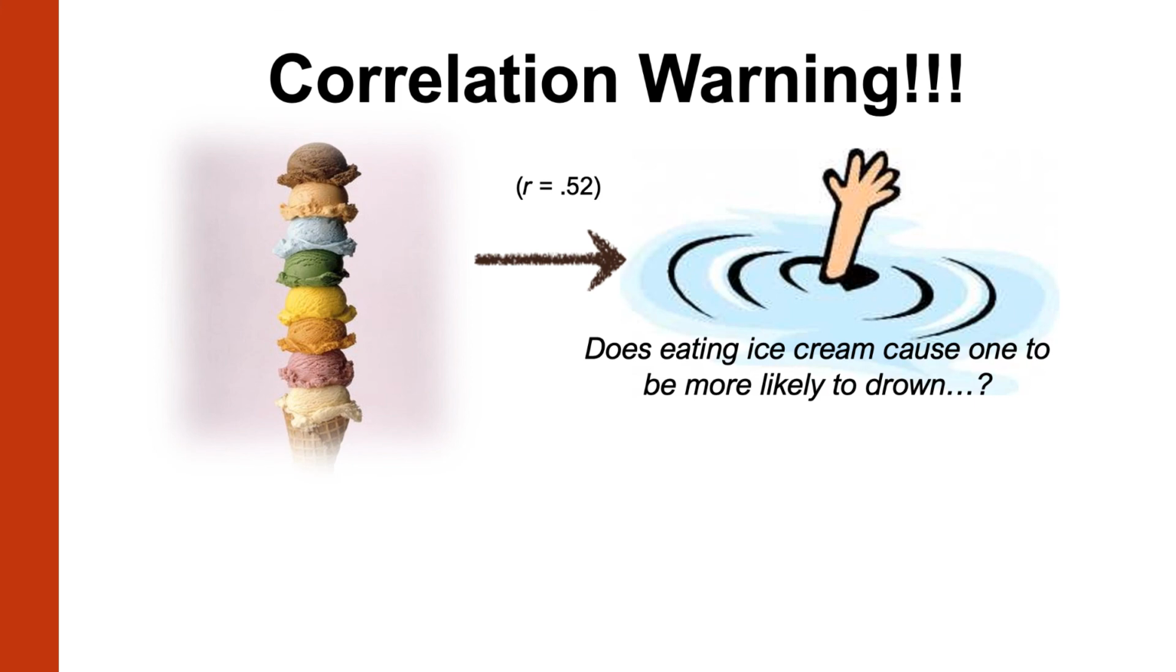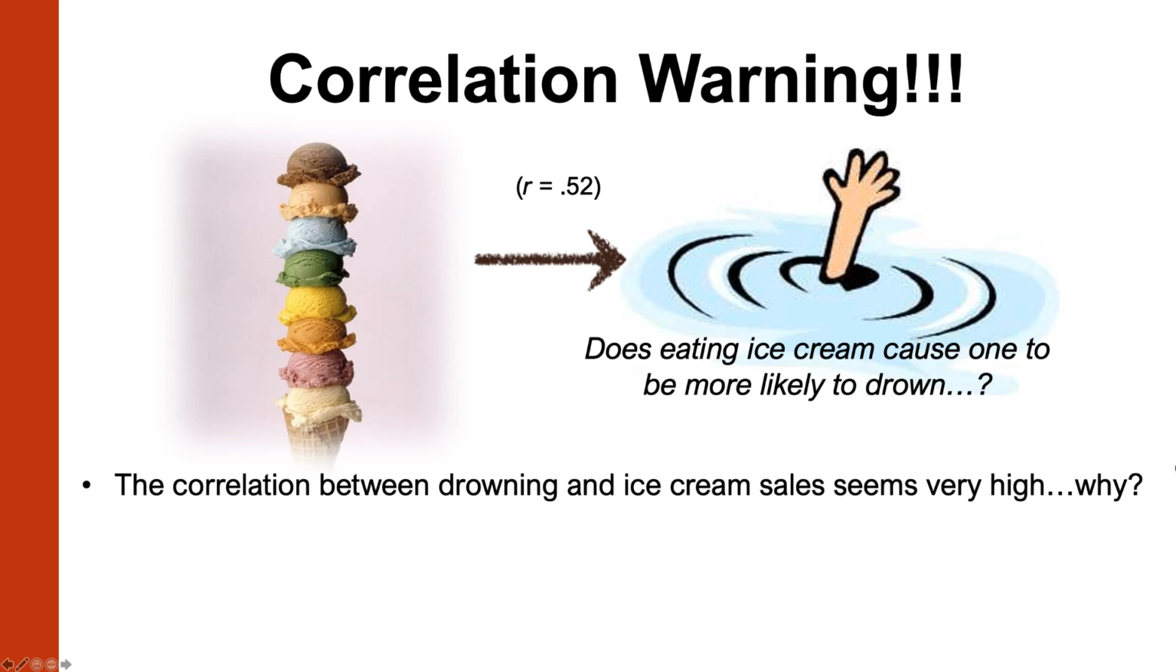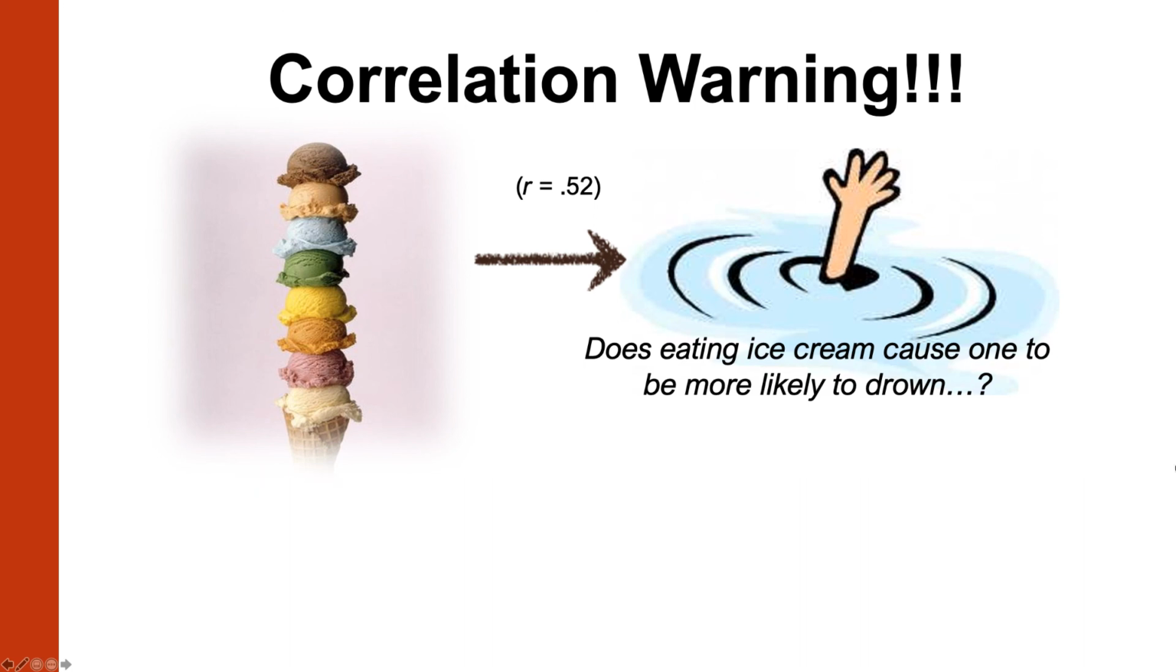It's been shown that the more ice cream that is bought and eaten, the more likely a person is to drown. So wait a minute. The correlation between ice cream consumption and drowning is positive. It's positive 0.52, which is a pretty strong correlation. And what that means is that as you eat more ice cream, your chances of drowning go up. Wait a minute, does this mean that eating more ice cream makes you more likely to drown? The correlation between these two seems pretty high.